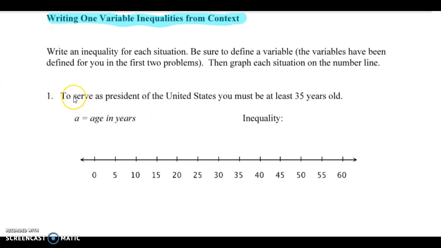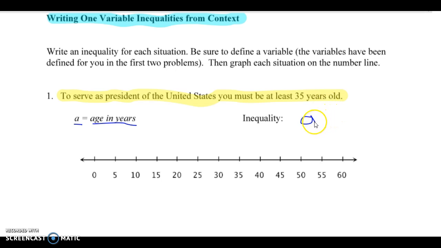So in example 1, we have a situation. To serve as the President of the United States, you must be at least 35 years old. Think about this. You have to be at least 35 years old to serve as the President of the United States. Which means, let's say A is the age in years, so that's our variable, right? We're choosing A as an age in years. So A, the age, has to be at least 35.